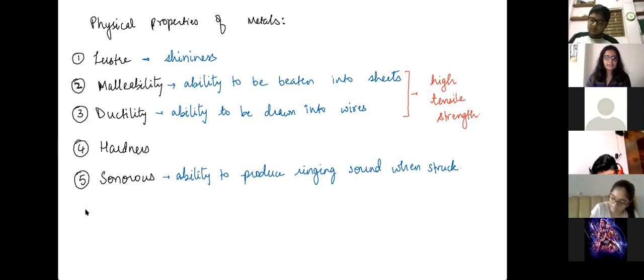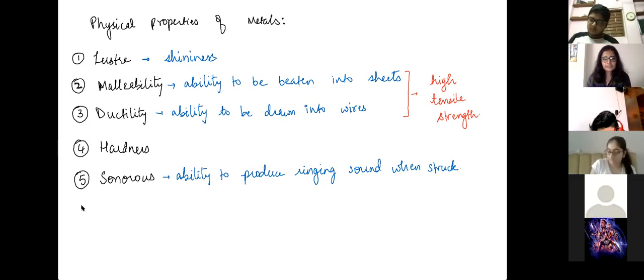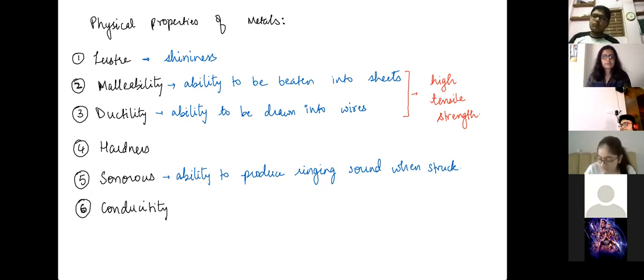Okay, then two more properties. Either we can write it as two separate properties, or we can write it under a single umbrella. Which is the one that we're missing? Conductivity. Awesome. So conductivity, what does it mean?